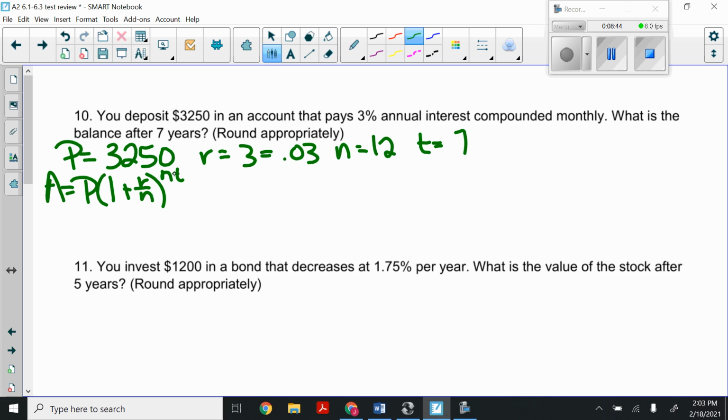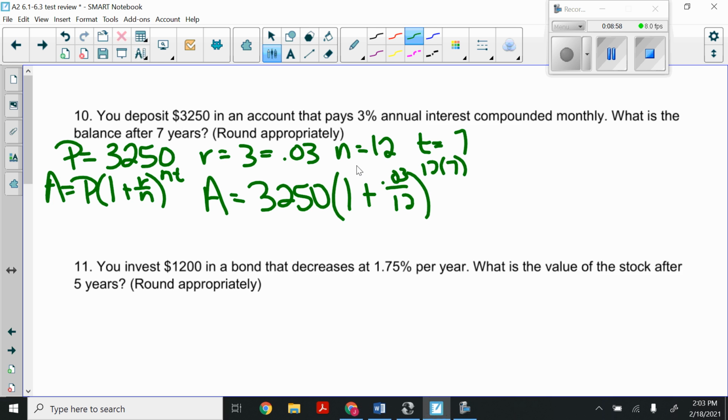Should have these equations memorized. All right, so I get A equals 3,250 times 1 plus 0.03 divided by 12, all of that to the 12 times 7. So the very first thing I want to do is 0.03 divided by 12, and then add that to 1. So inside parentheses, I get 1.0025, and then 12 times 7 gets us 84.